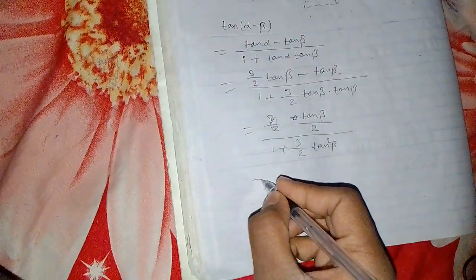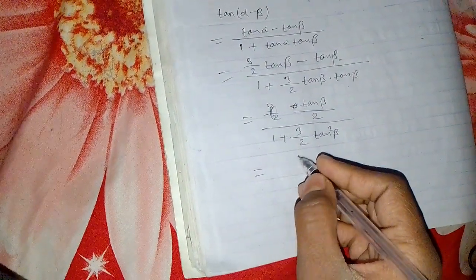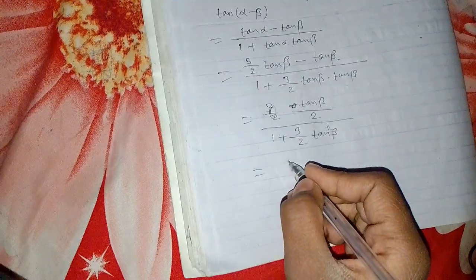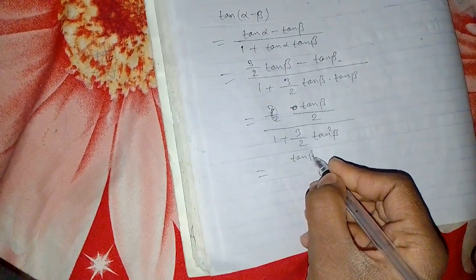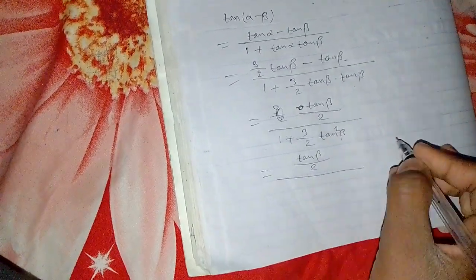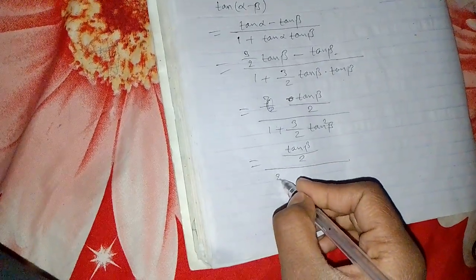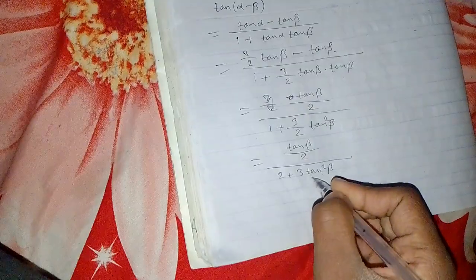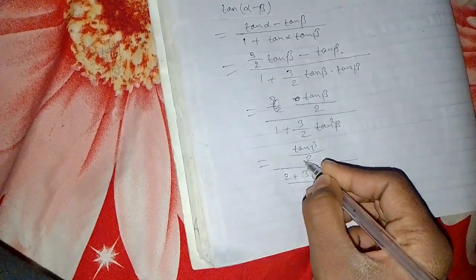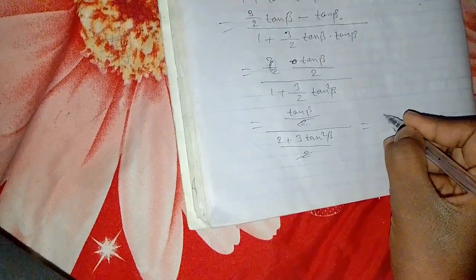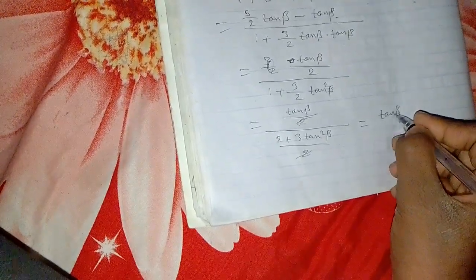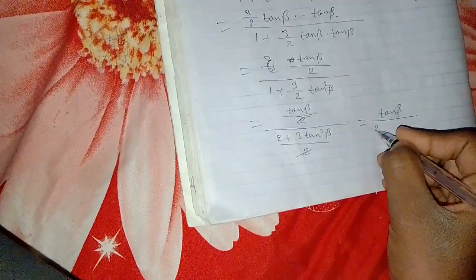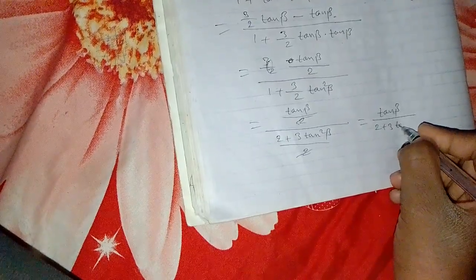Now what will this thing be? Tan beta, let's write this as it is, tan beta divided by 2. Let's change the denominator. This will be 2 plus 3 tan squared beta, divided by 2. The 2 cancels out. So we're going to have tan beta divided by 2 plus 3 tan squared beta.